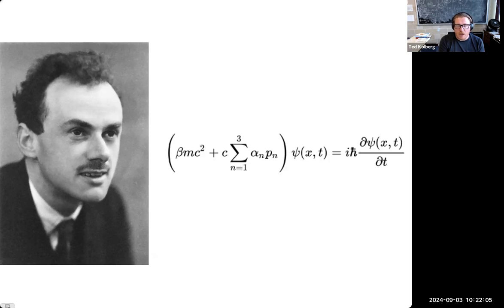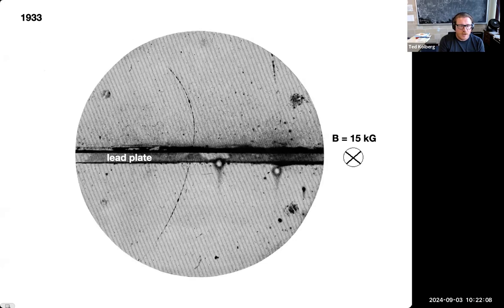by pictures like the one on this slide. So this is a picture from Anderson's lab at Caltech. This picture was published in 1933, so a couple of years after Dirac's follow-up paper arguing that the negative energy solutions of his relativistic wave equation for electrons should be taken seriously as an antimatter counterpart to the electron. So what we have here is a cloud chamber photograph.